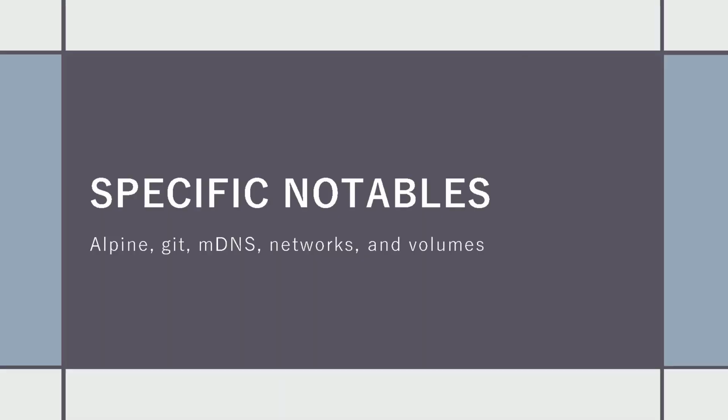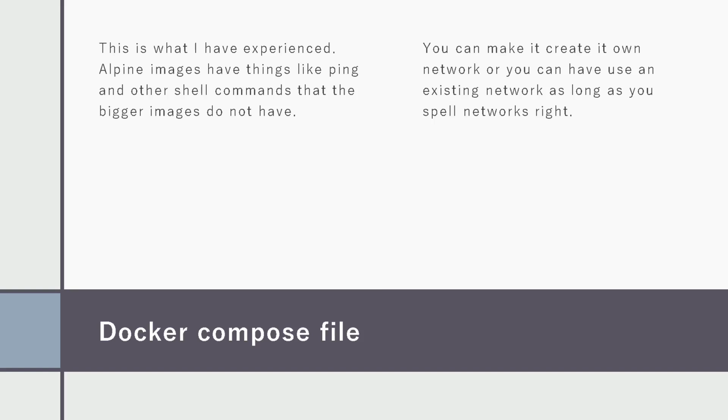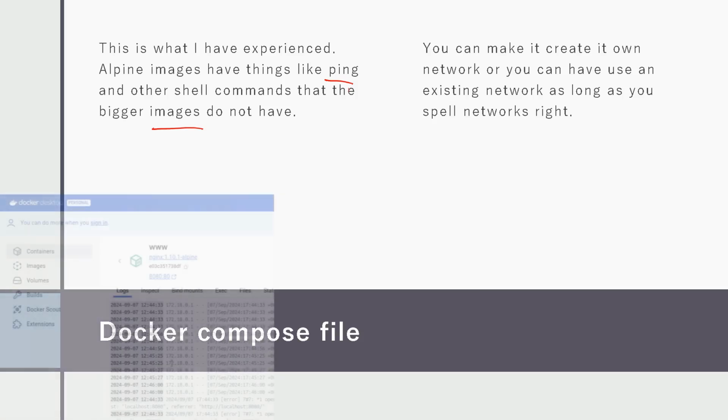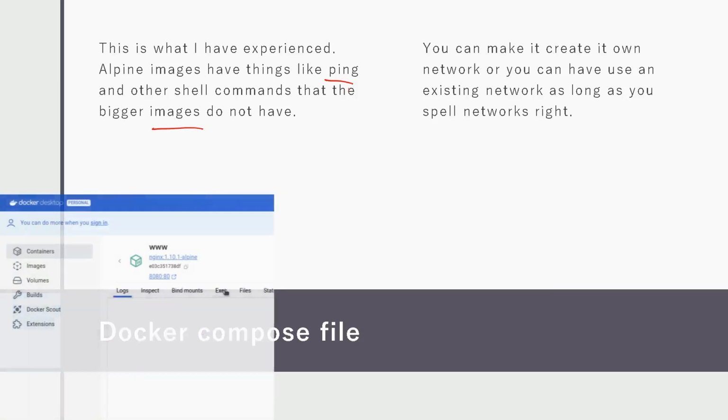Here are some notable things on my journey of getting this to work. Alpine images are better because they're smaller. They also have shell commands like ping. This allows me to test whether things are connected better than just guessing in my Docker Compose file.